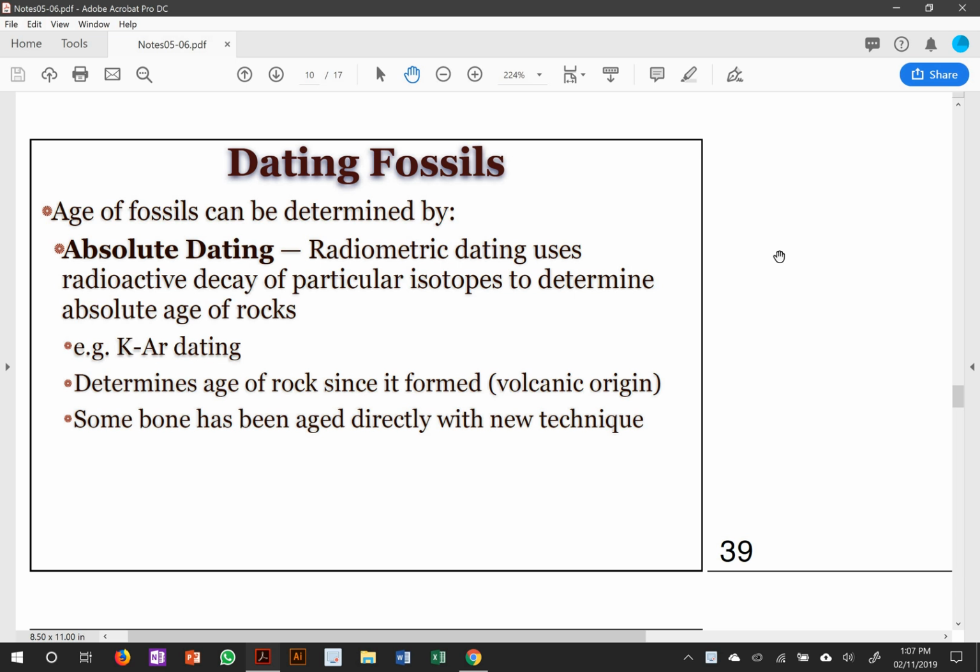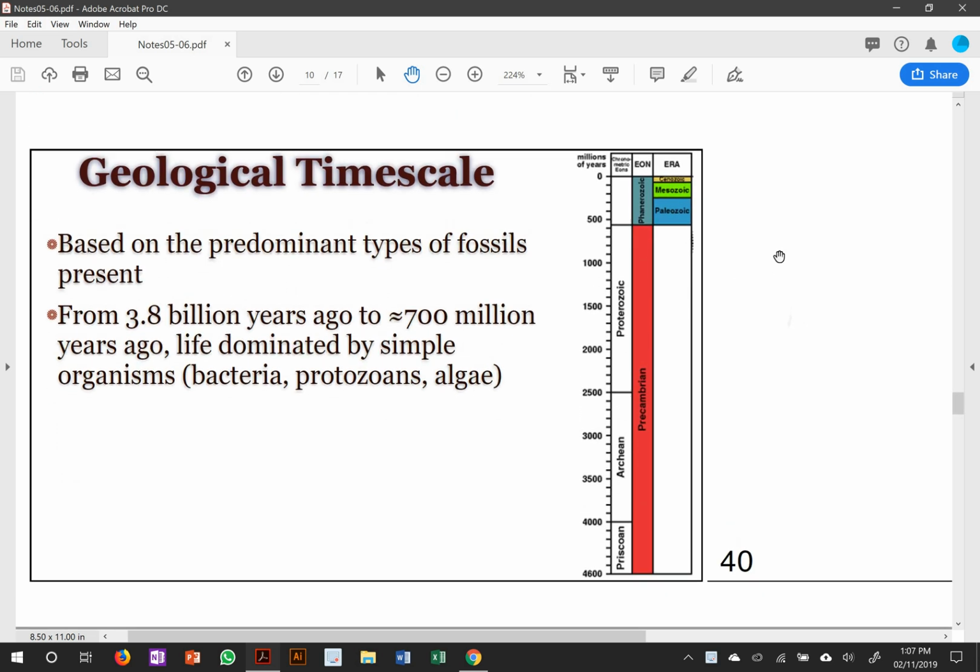Anyway, we put the combination of radioactive isotope dating and relative dating together, and we can build a sequence of rocks, and using the fossils in there, we can get an idea of the history of life on Earth. And so that allows us to build a geological timescale here. And this is a complete geological timescale.